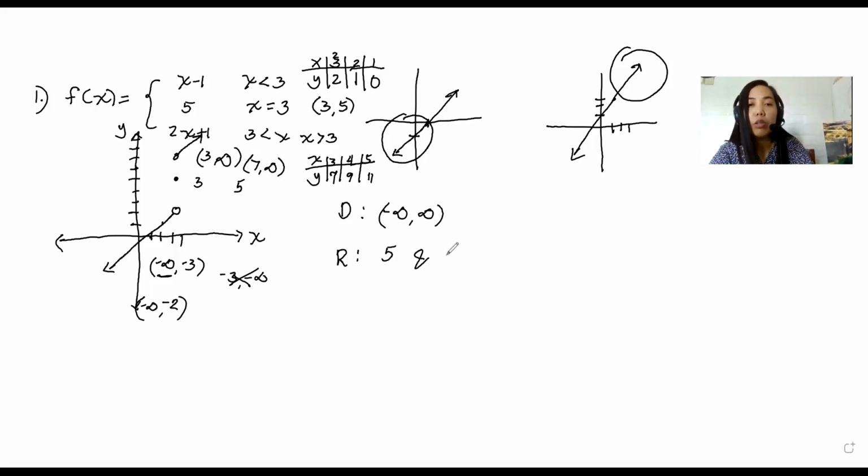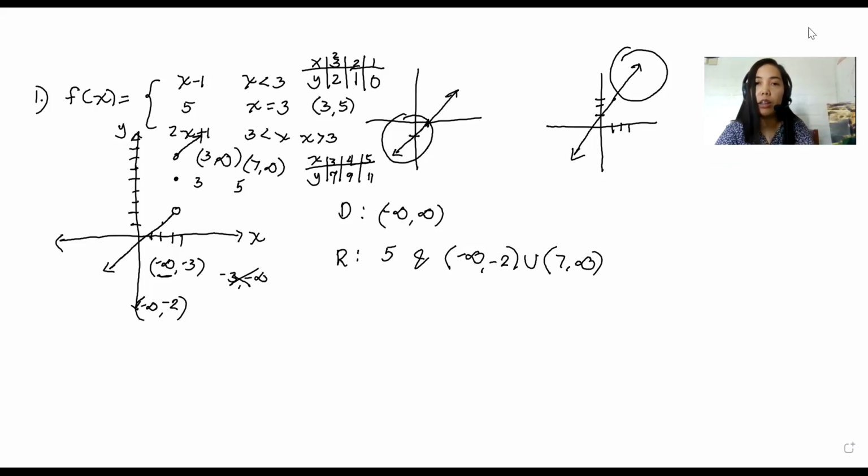And so, we can combine these two. Negative infinity to negative 2, it's open, union 7 to positive infinity. So that is the range for this function. Is that clear? Do you have questions for this example?